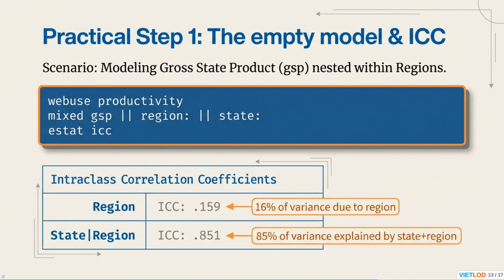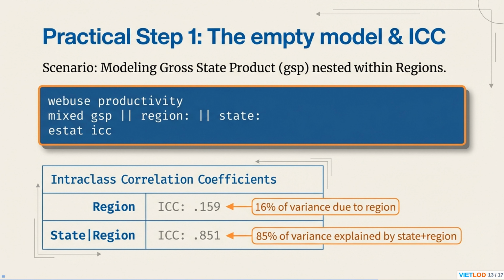Our first practical step in building a mixed model is to run an empty, or null, model. This model includes only random intercepts for our grouping levels, without any fixed effects predictors. Its primary purpose is to calculate the intra-class correlation coefficient, or ICC. The ICC quantifies the proportion of the total variance in our outcome variable that can be attributed to the hierarchical grouping structure. A high ICC indicates significant clustering within groups, confirming that a mixed model is indeed necessary.